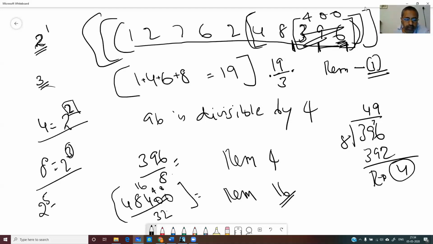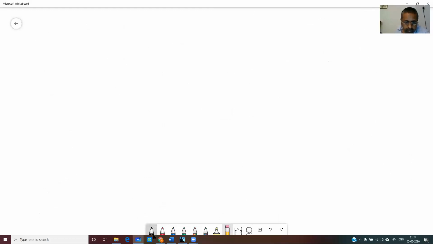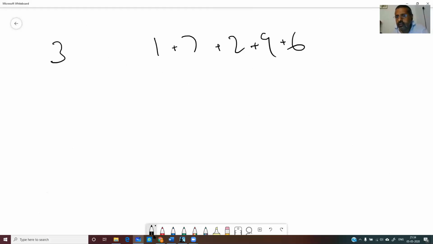Now 3, we know what is the divisibility rule for 3. Similarly, we look for 9 also. Let's say the number is 17296. Divisibility rule for 3: what do we say? We add up all the digits. So 1 plus 7 is 8, plus 2 is 10, plus 9, plus 6, 25. It is not divisible by 3.